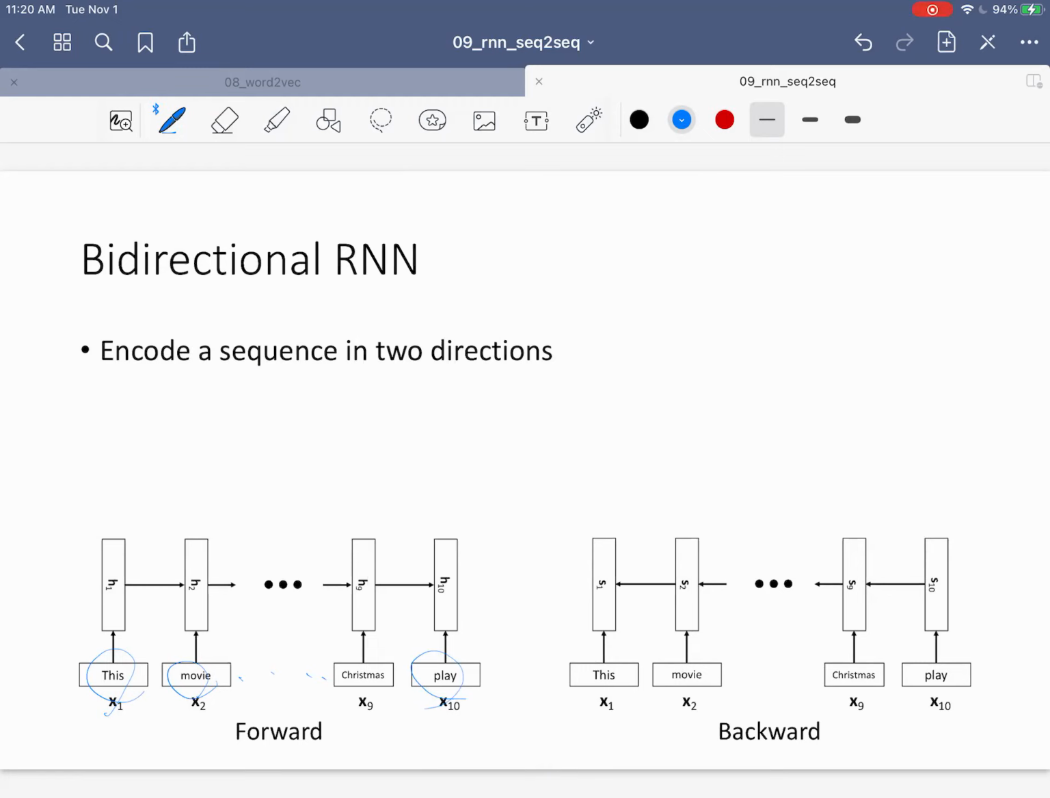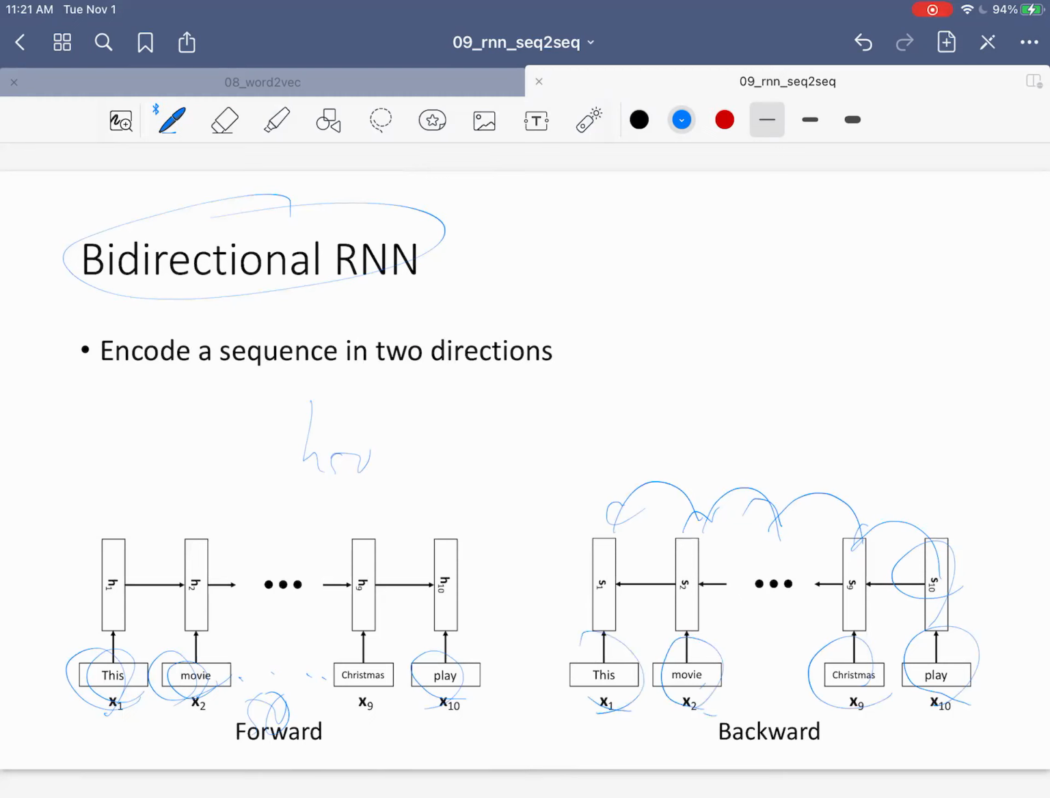But if your sequence becomes longer, then the RNN tends to forget the word that you input a very, very long time ago. For example, if your sentence is 50 words long, then the first or second word happened so long ago that your H50 or H49 would probably forget H1 or H2. So in order to cope with that, people came up with this bidirectional RNN idea, which is you put the last word first, and then you move backwards in time. You put play first, and then Christmas, and then all the way to the movie.